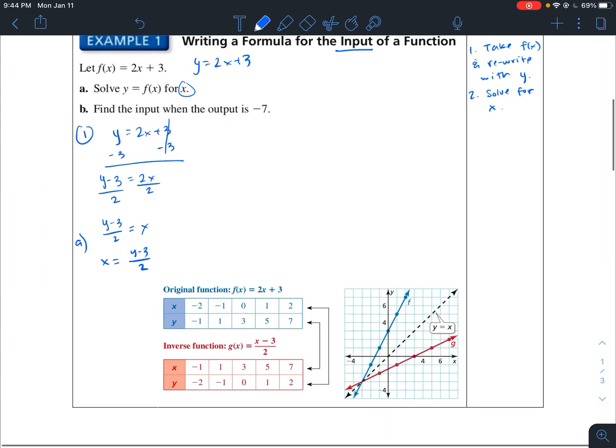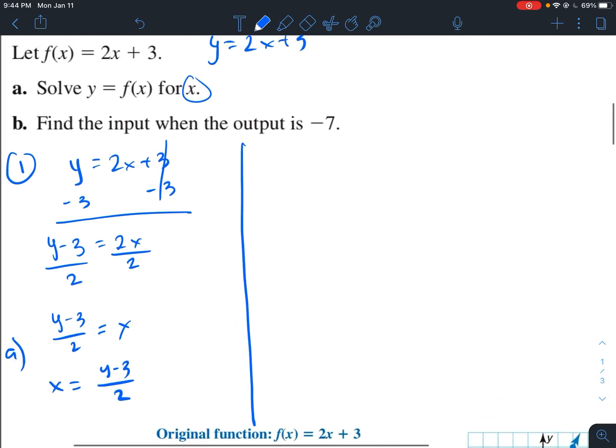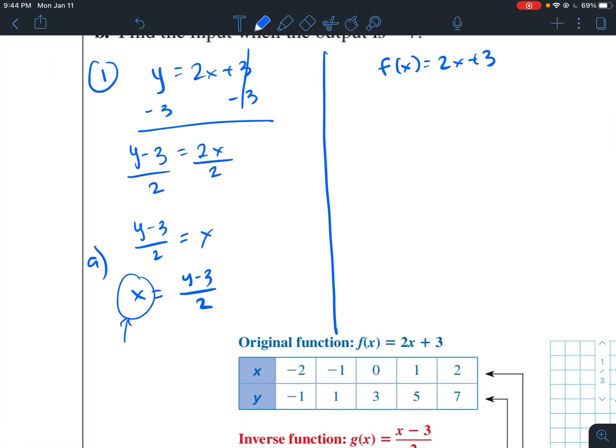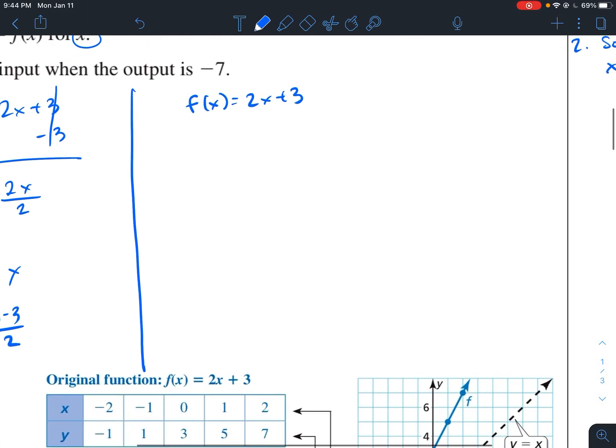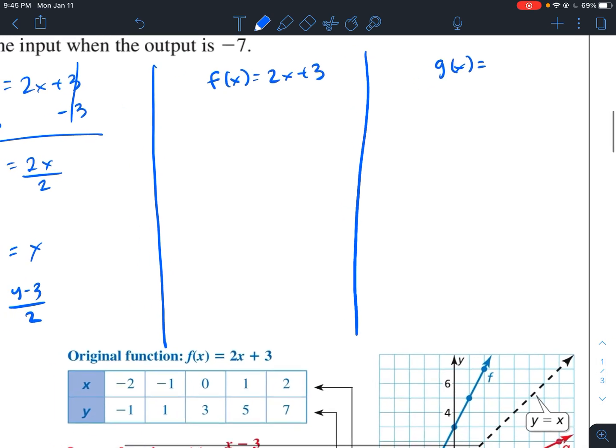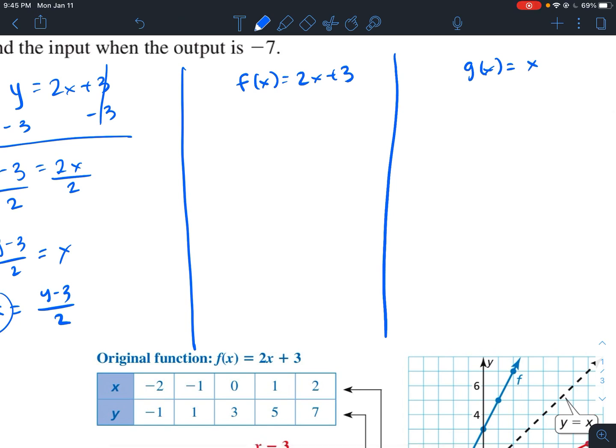Okay, now notice here, let's look at the two equations that we have. We're going to go back to saying f of x. So f of x is equal to 2x plus 3. And we're going to make the other equation into a function, g of x. So we're going to say f of x is equal to 2x plus 3, and g of x is equal to, changing this into terms of x, x minus 3 divided by 2.